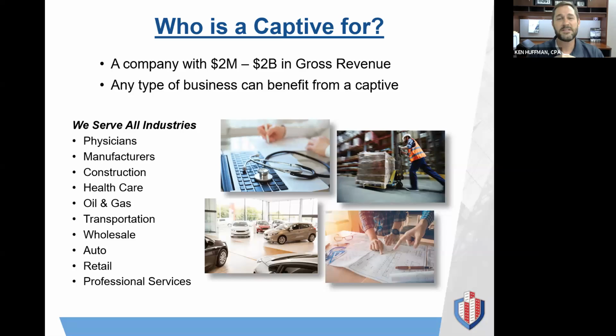What type of business can benefit from a captive? Any type of business. Why? Every business has risk. It doesn't matter what business you're in. So physicians, manufacturers, construction, healthcare, oil and gas, every business has risk. And so it's something you want to look into to see, is this a good fit for them? Is this something that would be helpful to them?